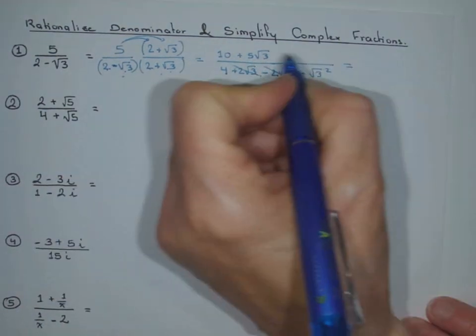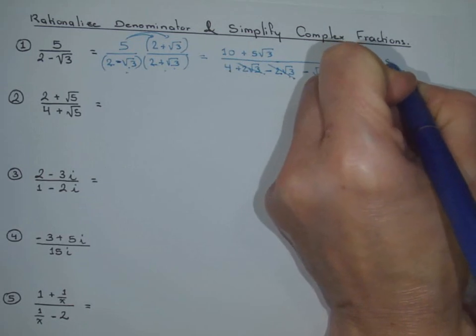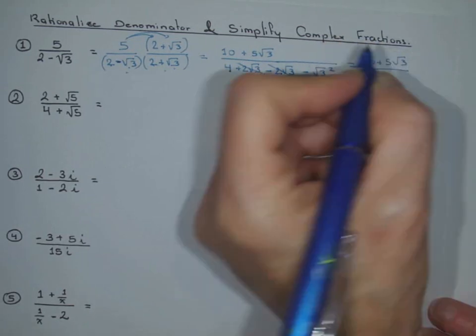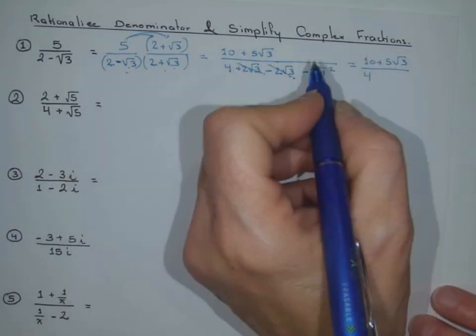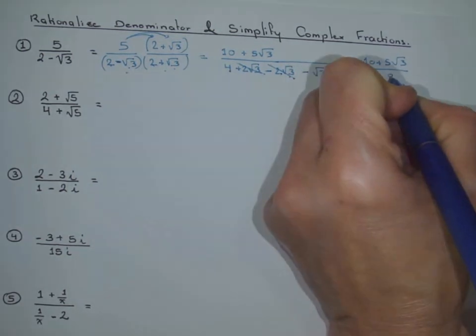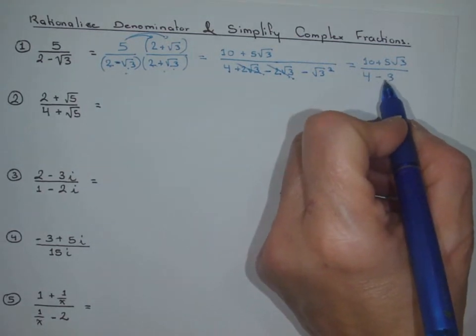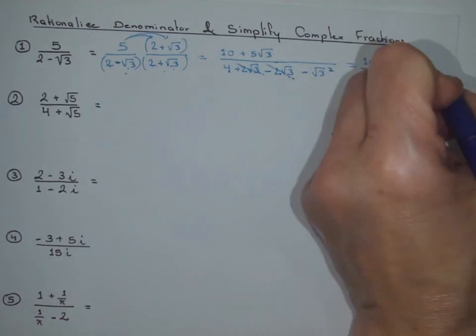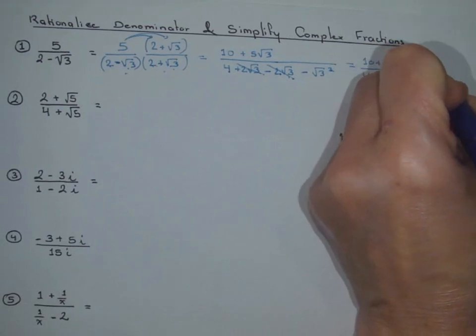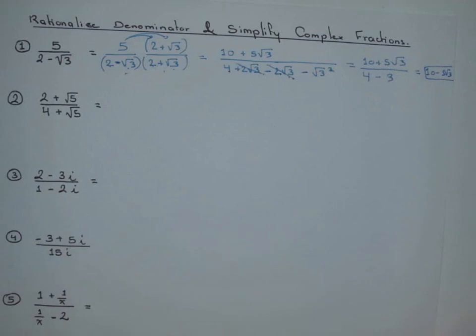Okay, so let's simplify what can be simplified. So 10 plus 5 square root of 3 all over 4, and then a square root squared cancels, that becomes minus 3, and 4 minus 3 is 1, so that's just going to be 10 plus 5 square root of 3. So that will be our answer right there.